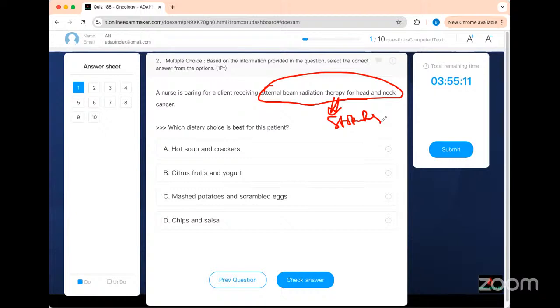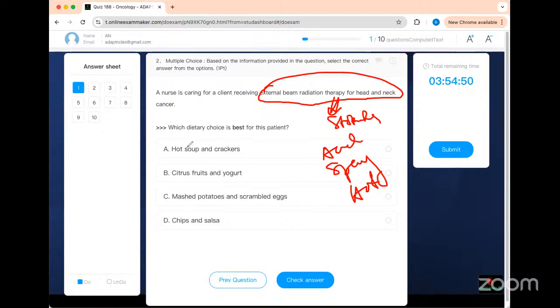What can't you eat? Stomatitis, what should you avoid? Anything that has acid in it, you should avoid it. Anything that is spicy, you should avoid it. Those are the things that you tell the patient. Anything that is too hot, you tell them to avoid it. And you give them high calorie.